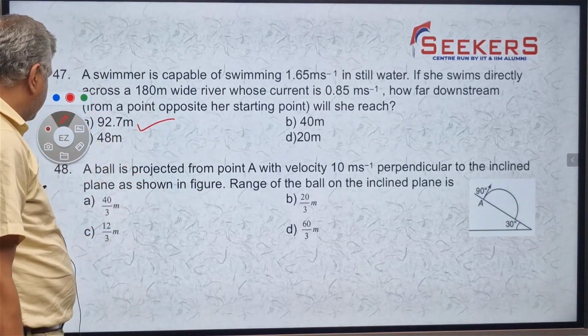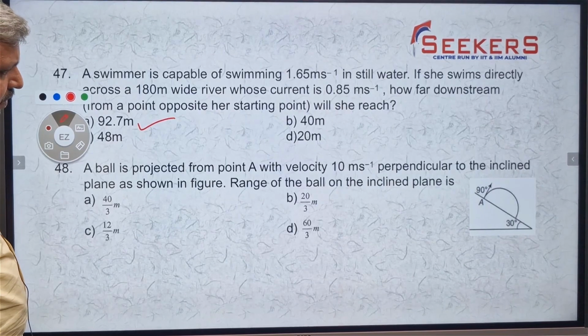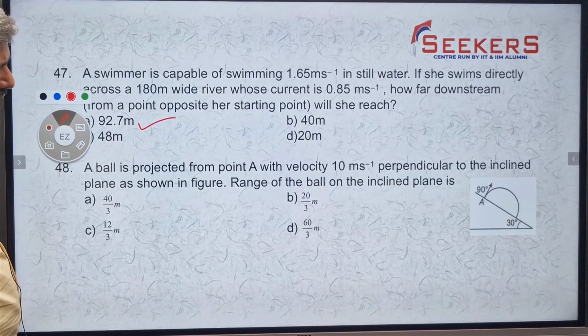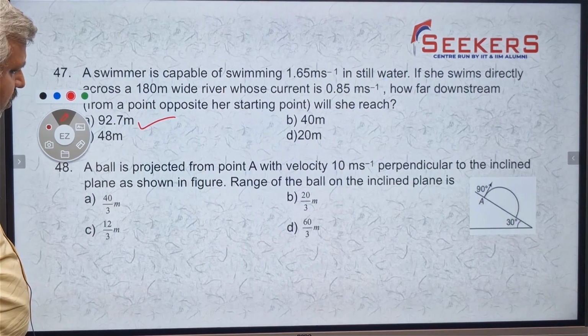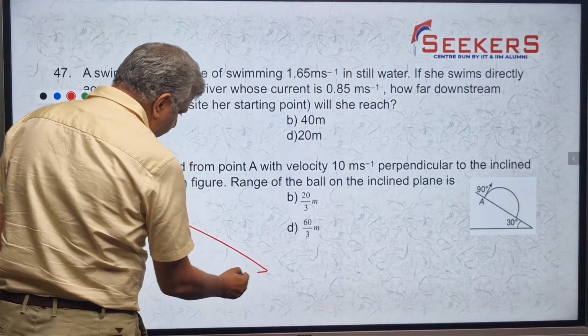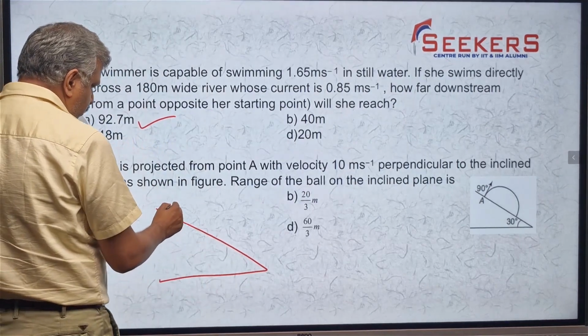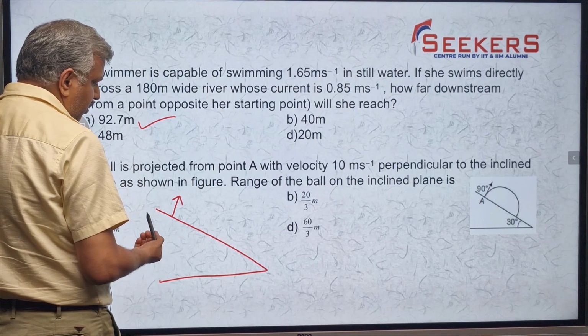This question is repeated. A ball is projected from a point A with a velocity of 10 meters per second perpendicular to the inclined plane as shown in the figure. Range of the ball on the inclined plane is how much? So there is an inclined plane, and perpendicular to that the ball is projected.